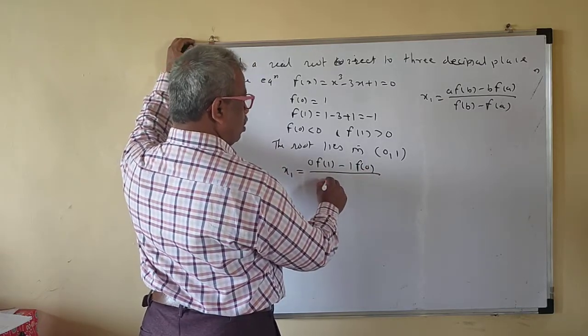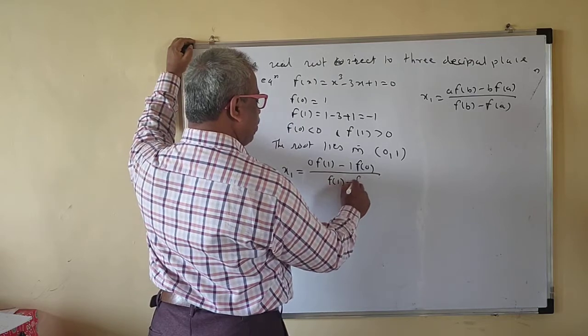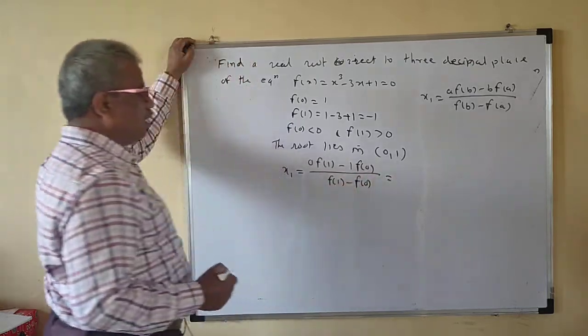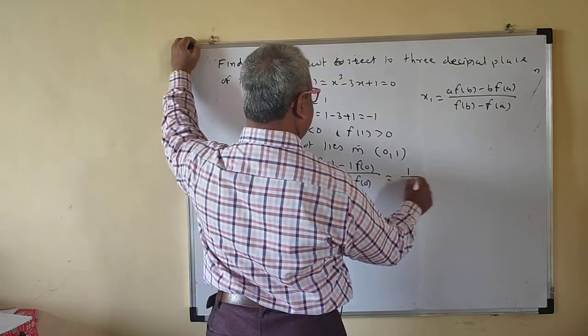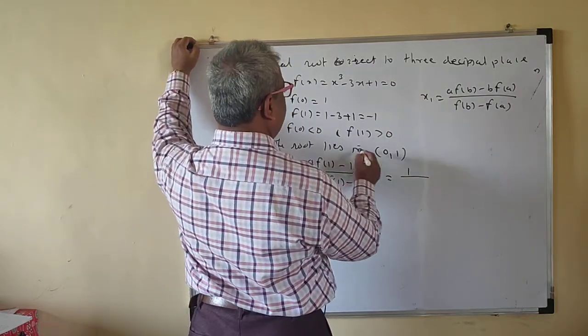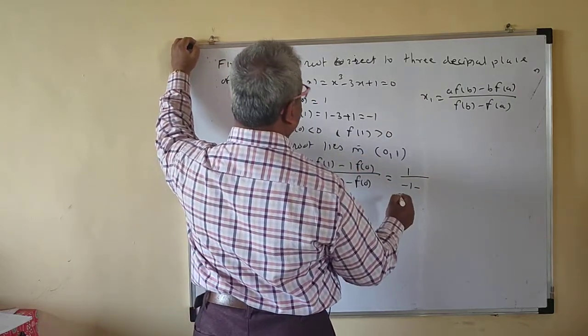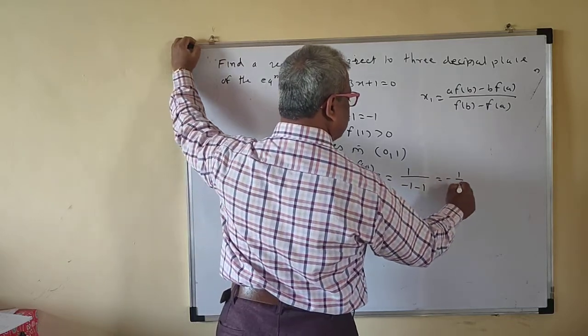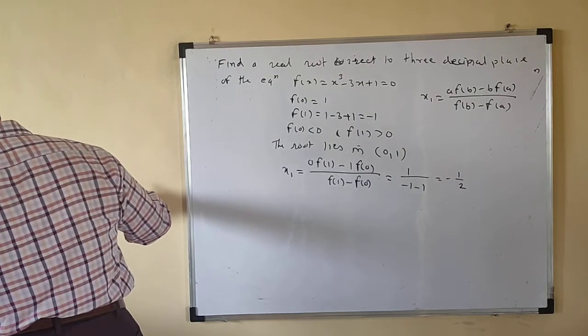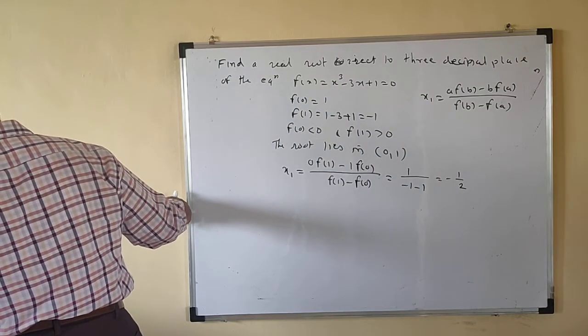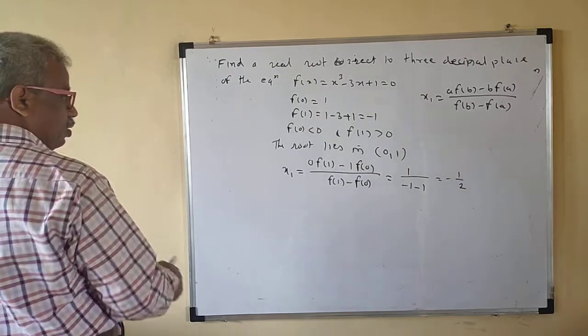1 f of 1 minus f of 0. We'll put the value here now. So this is 0, no problem for this. What is f of 0? It is 1. So what is f of 1? f of 1 is minus 1. So this is minus 1 upon 2. So x1 is minus 1 upon 2.